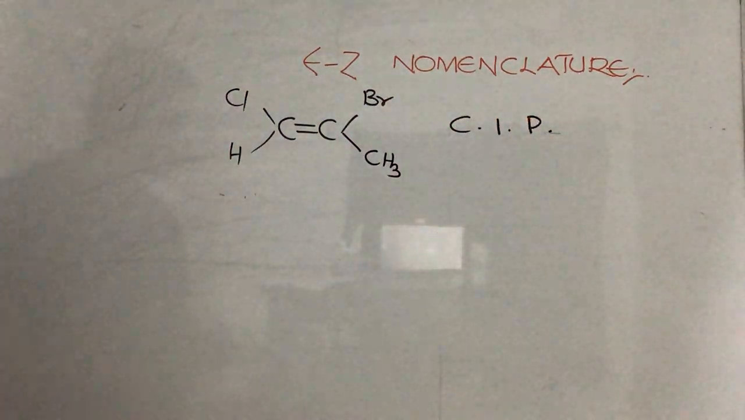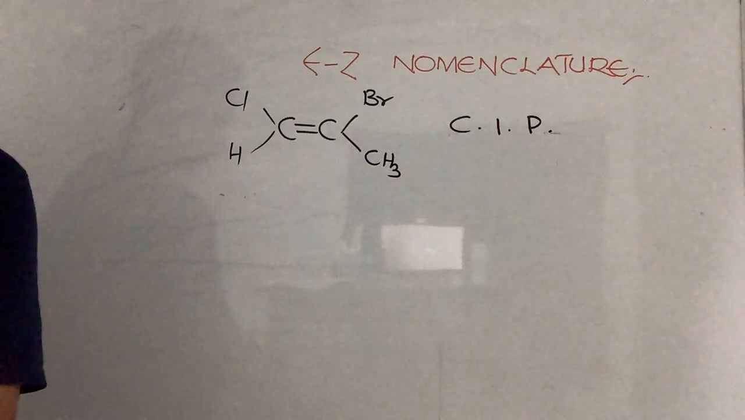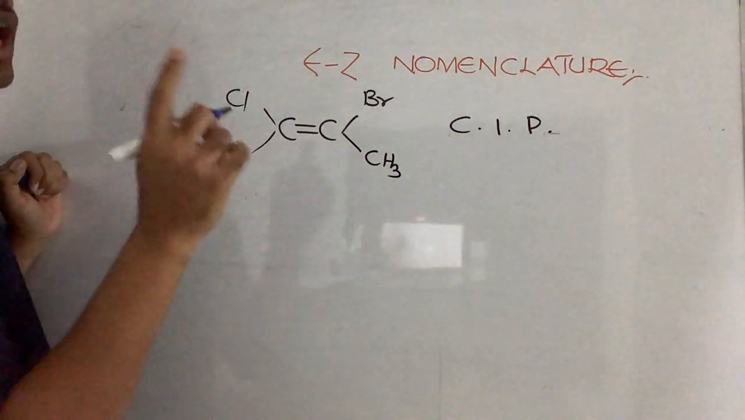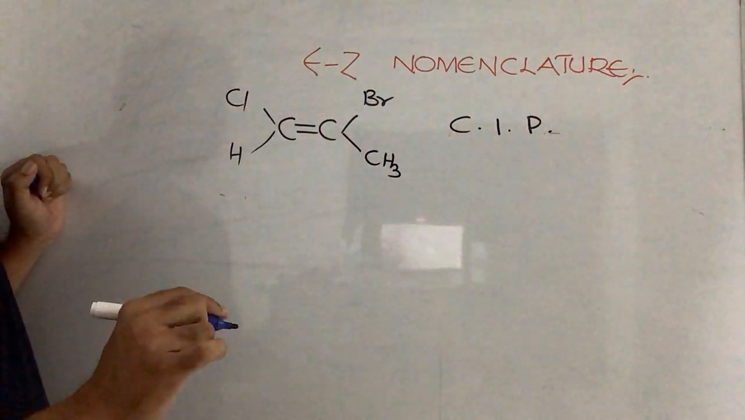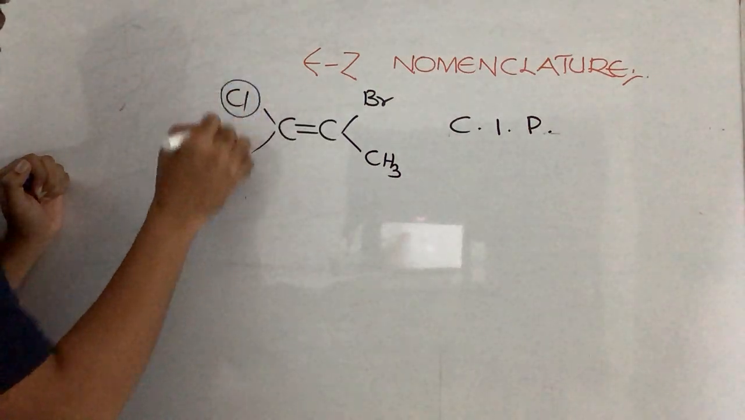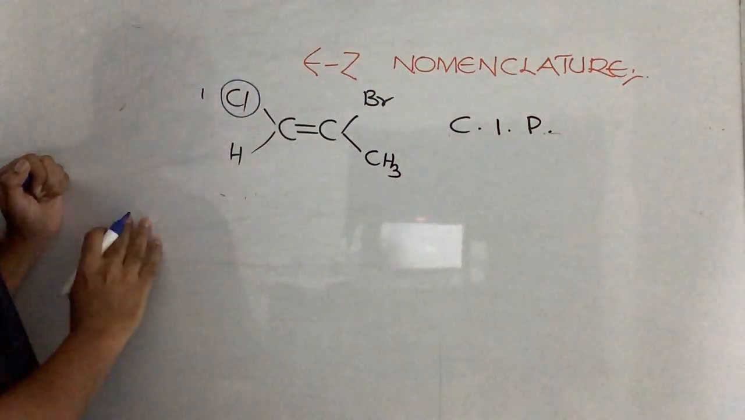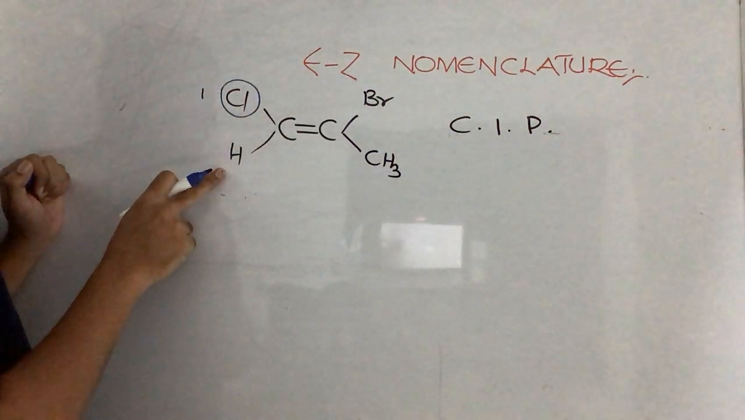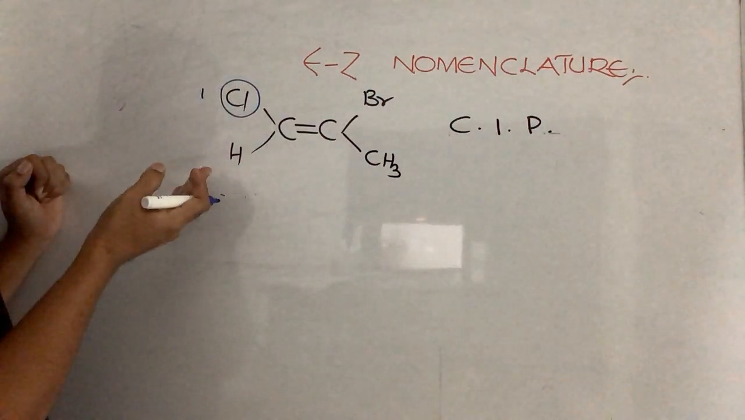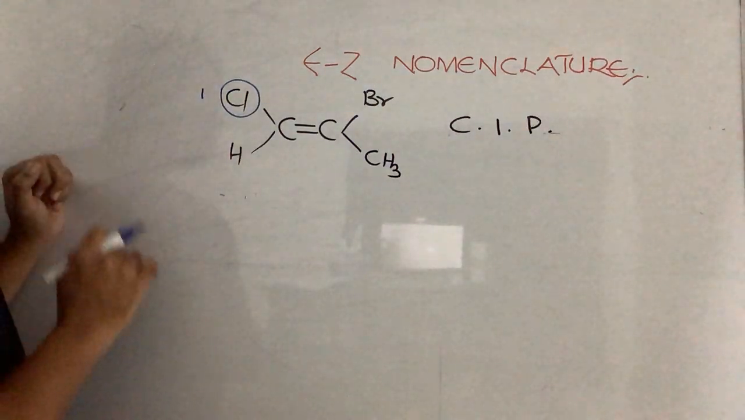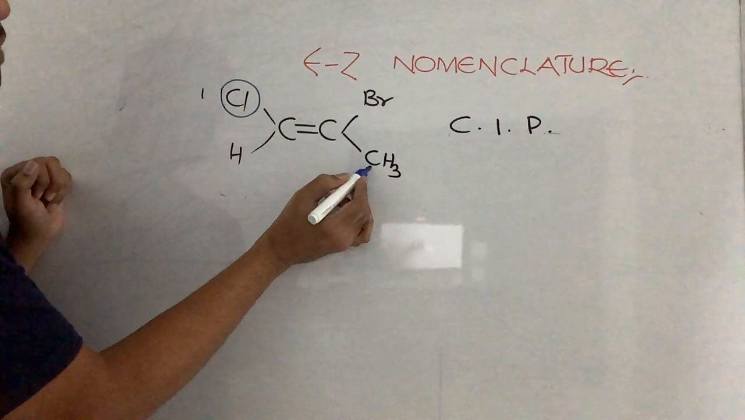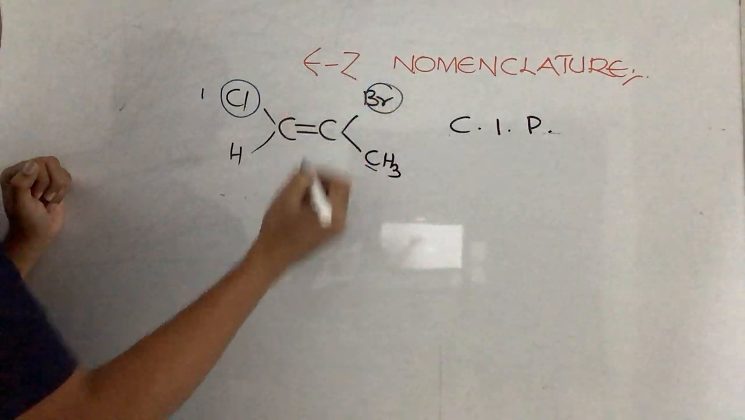Cahn, Ingold, Prelog rules are very simple rules. Higher atomic number, higher is the priority. If atomic number is more, priority is more. Here chlorine and hydrogen, you see, chlorine priority is 1, rank 1. So this is rank 2. There is no need to say rank 2, rank 1. Obviously the second one is rank 2, first rank you mentioned, that's enough. Here bromine and methyl. Now don't look at this hydrogen and all. First carbon, bromine higher priority.